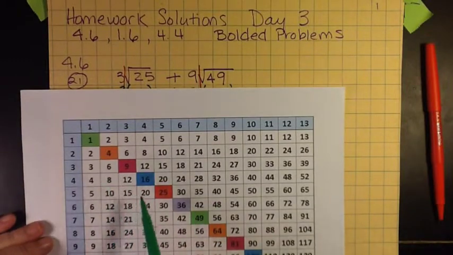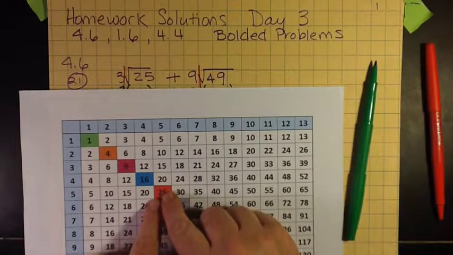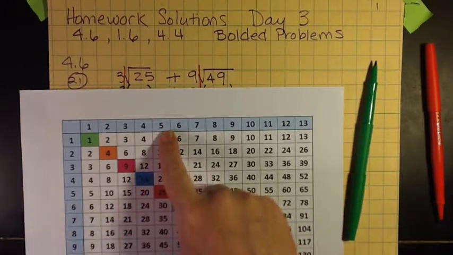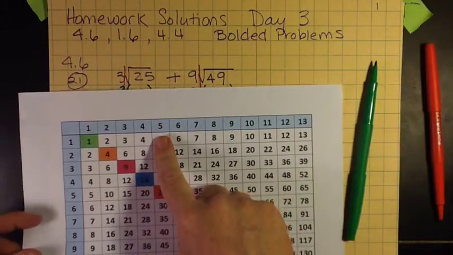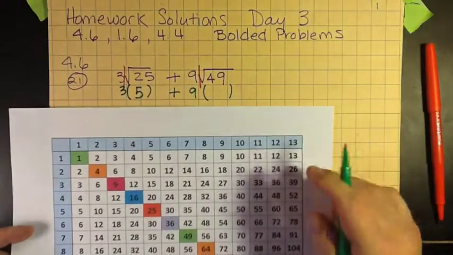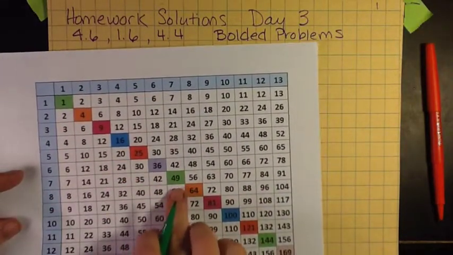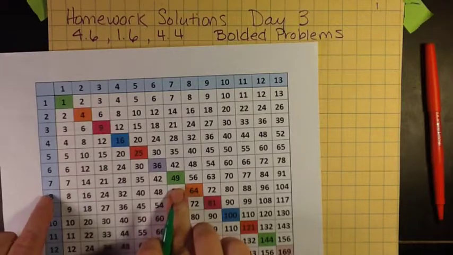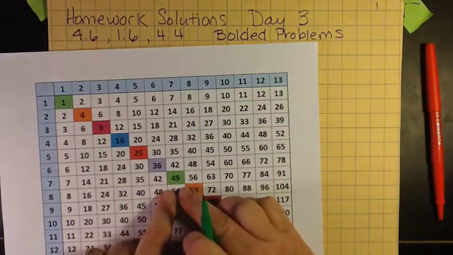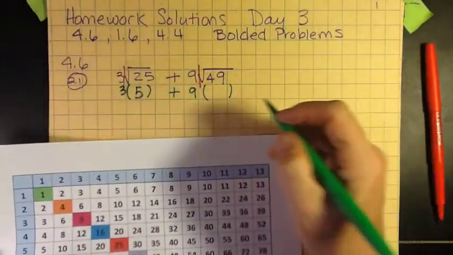So I'm going to come down here and find 25, and then I can use my chart to discover that 5 times 5 is 25. That means that the square root of 25 is 5. Same thing over here. I'm going to locate 49 on the perfect squares lines and discover that 7 times 7 makes 49. So the square root of 49 is 7.